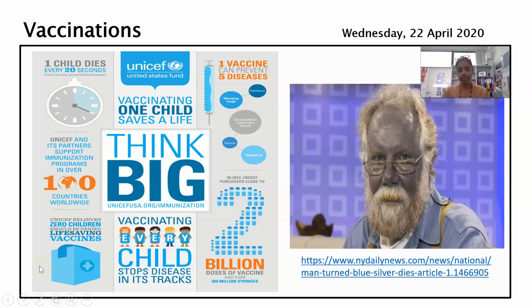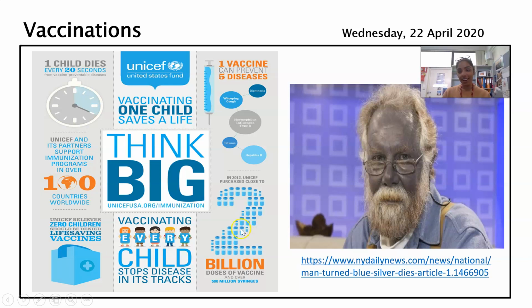Hi everyone, this lesson is going to be focusing on vaccines and vaccinations, very topical at the moment, so I thought we would start off with looking at this infographic from UNICEF, and it's really quite powerful. It talks about what can be prevented from using vaccines. The main thing is death, and the other thing you can see here in this image is a blue skin.